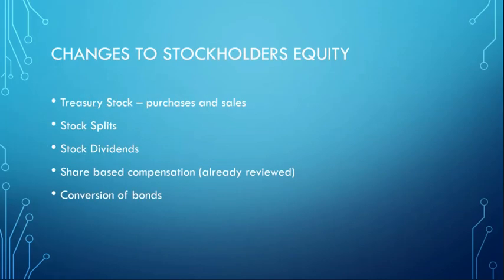So what changes in stockholders' equity are we worried about? First of all, treasury stock. When we buy treasury stock using the cost method, we're going to debit treasury stock, an actual account, a contra account under stockholders' equity as a subtraction from stockholders' equity, and we're going to credit cash. That's using the cost method.